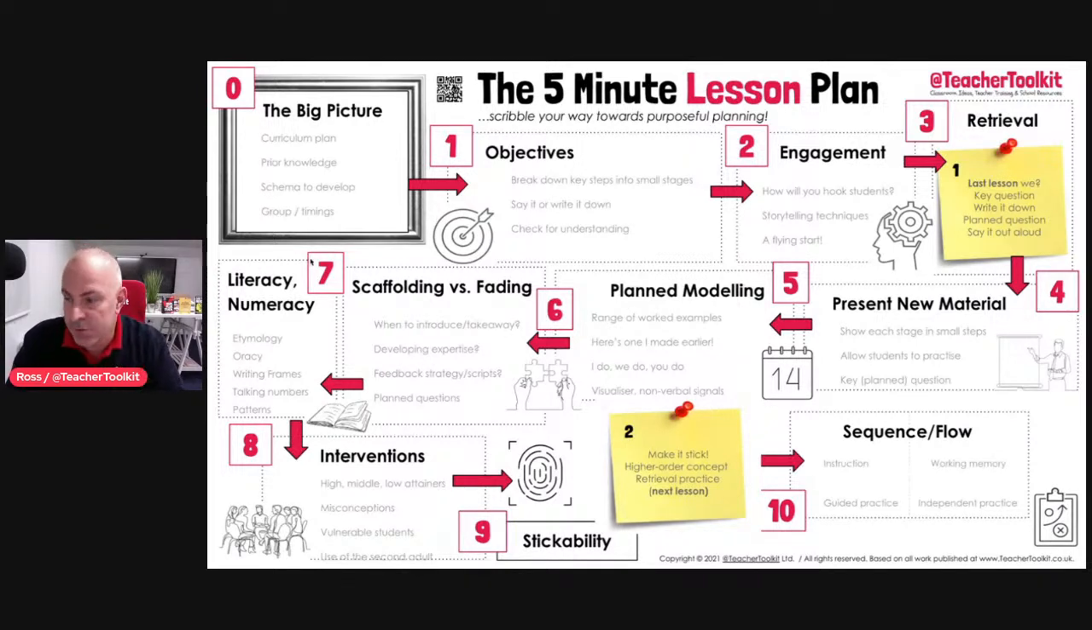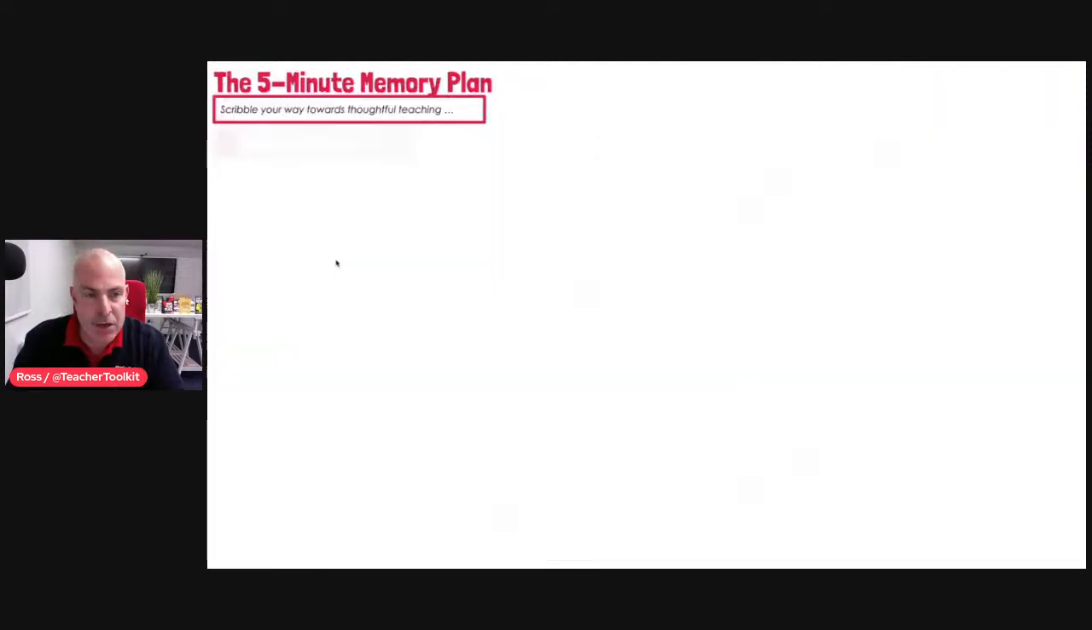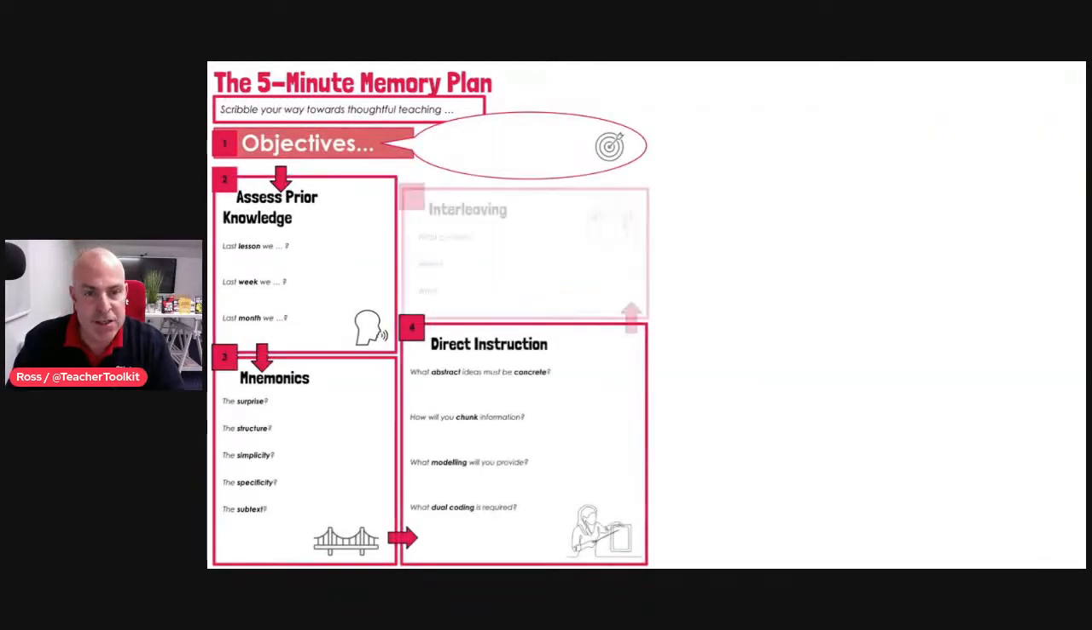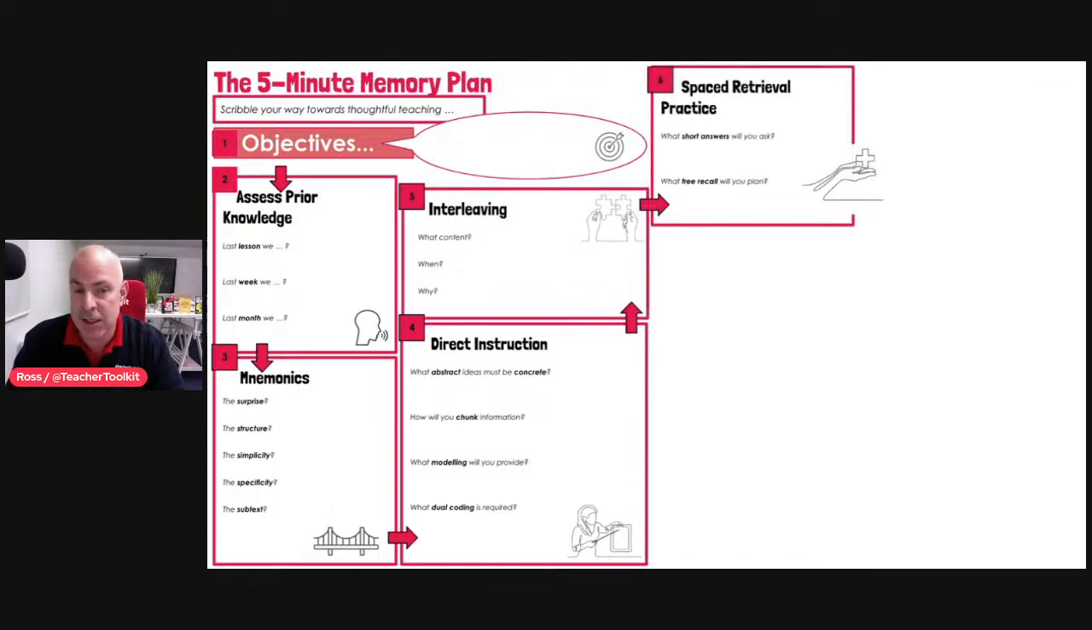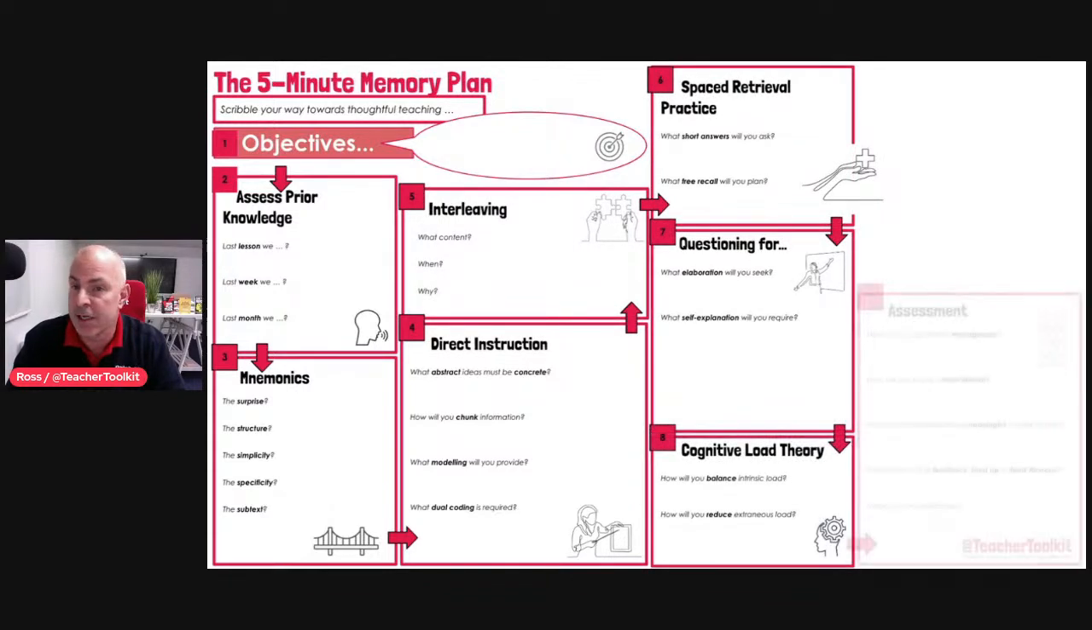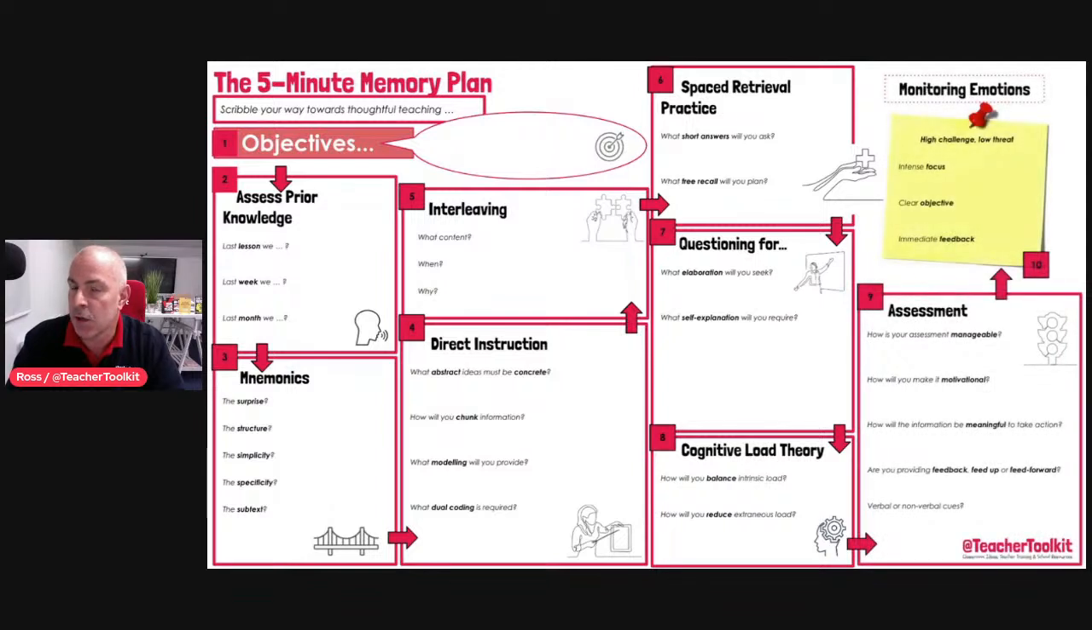One last thing for all of us, the 5-minute memory plan. I won't go through all this in great detail. Here's an adapted version for people that are pros at teaching how to use cognitive science to improve not only how you teach, but our understanding of how we learn. So this is all explained in the resource you can download on the website.